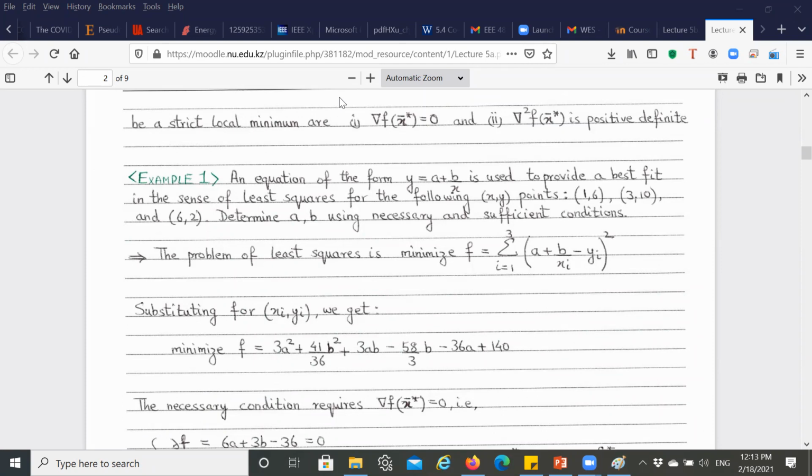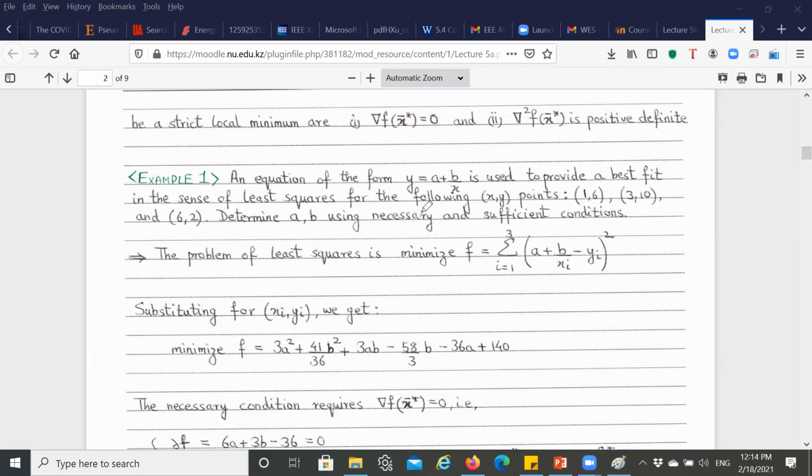And then if you want to check whether it is a minimum, maximum, or saddle point, you write the Hessian for that function. Okay, we will look at examples ahead, and you just do the same for this one. Now let's look at this example that I have already provided in this lecture note.